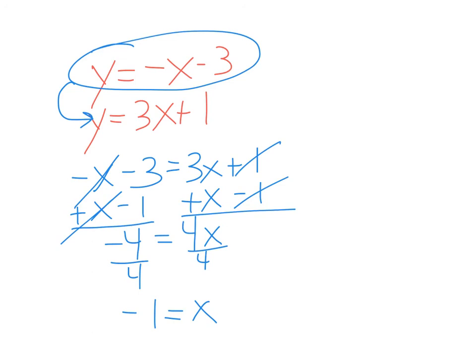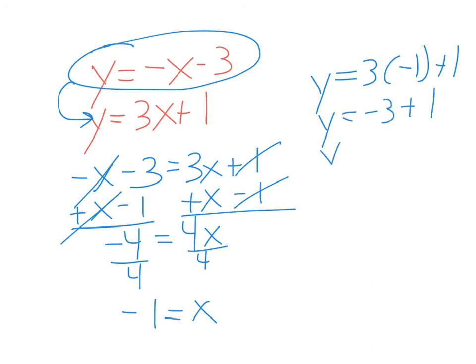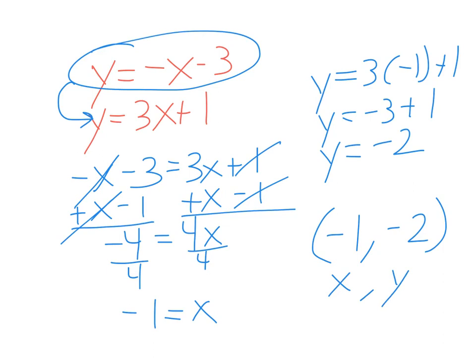Well, there's my x. So now I need a y. Y equals, and it doesn't matter which equation I use, it actually doesn't. So 3 times negative 1 plus 1, I'm going to use the second equation. So y equals negative 3 plus 1, or y is equal to negative 2. So my answer is negative 1, negative 2, because remember the x always comes before the y in an ordered pair. So it's negative 1, negative 2.